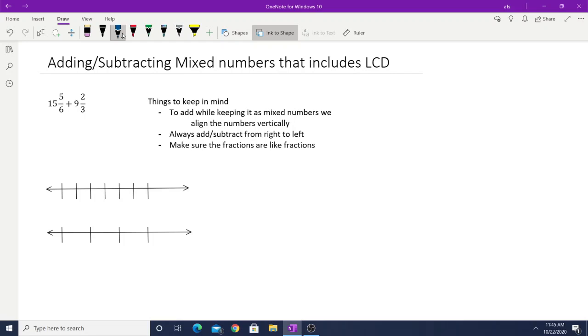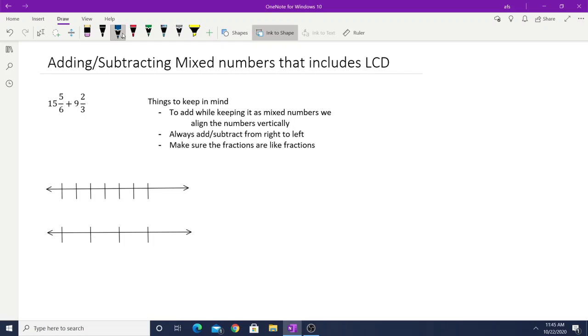Second thing is to always add and subtract from right to left. That's one of the few things in our course that we are going to do opposite. We do this addition and subtraction of your whole numbers, of your mixed numbers, from right to left. And lastly, but definitely not the least, as a matter of fact, the most important point about this video is to make sure the fractions are like fractions.